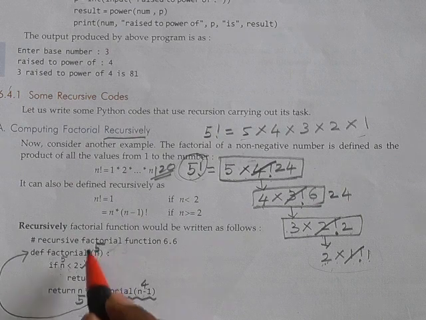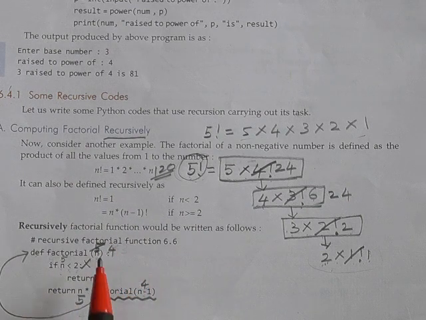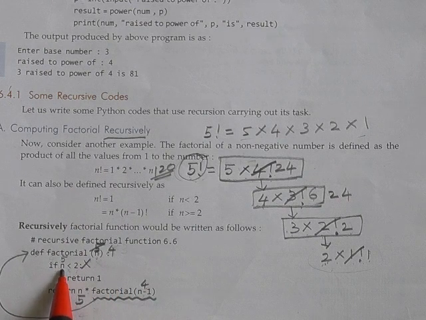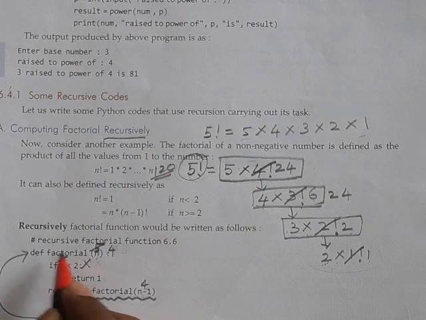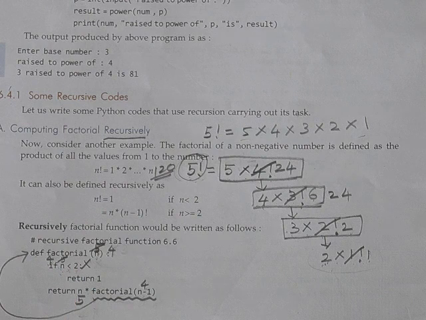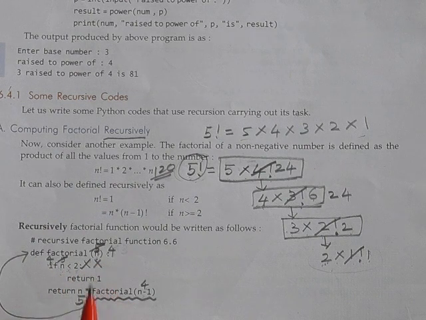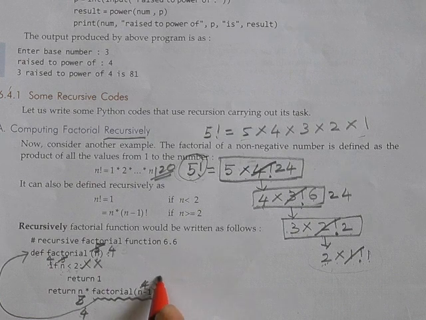Now this 5 will be cancelled and the n value will become 4. What is the value of n? It is 4. So 4 less than 2 means the condition is false. If this condition is false, it will come to here. Now n value will become 4. 4 into n minus 1 means 3.